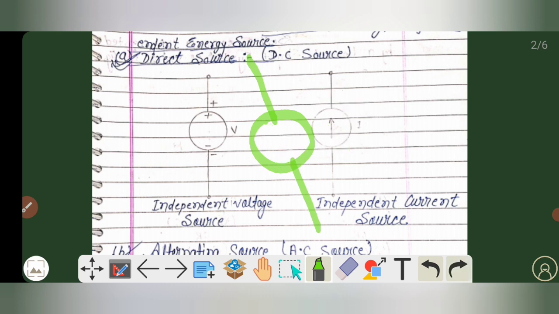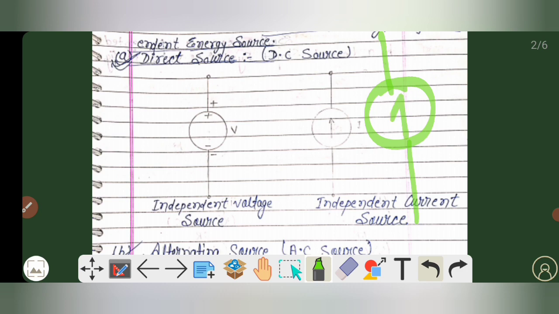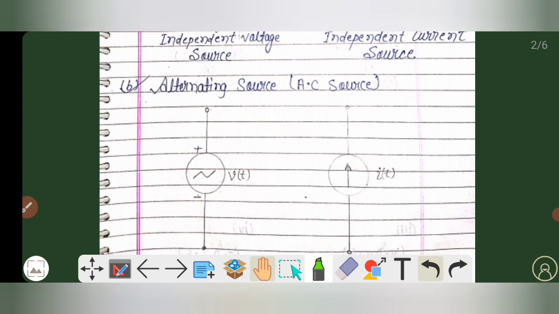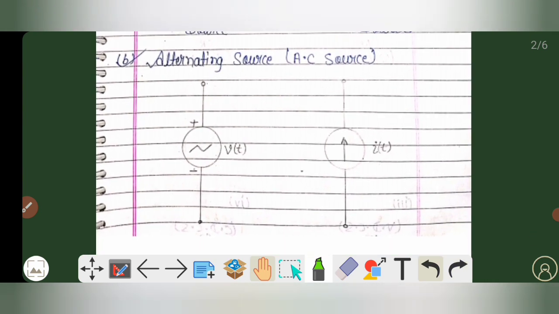And if we talk about the representation of the independent current source, first of all we have to draw a circle, and then we show the direction of current. As you can see here, this is the representation of an independent current source. Now, my dear friends, this topic is very important from the examination as well as the competitive point of view, because these questions are asked as objective questions.